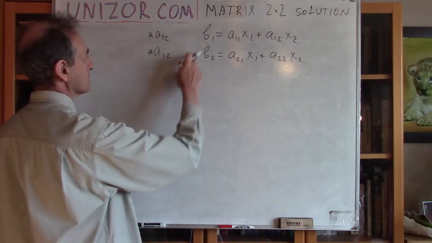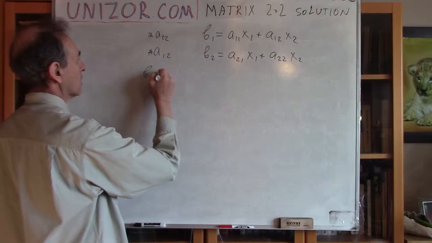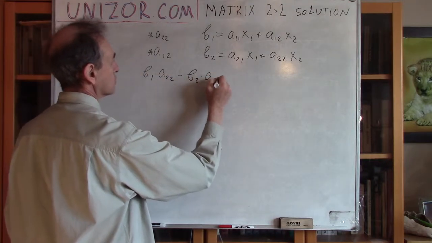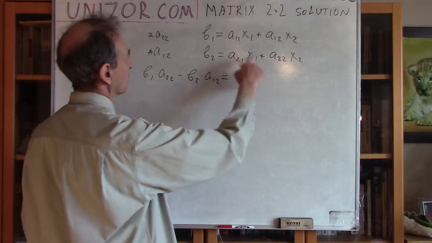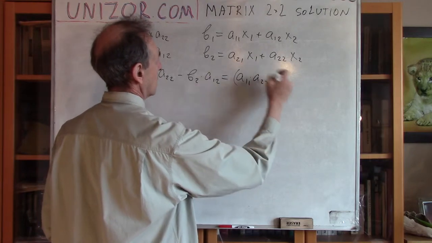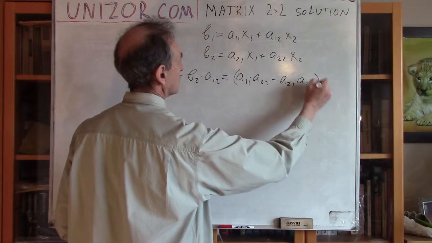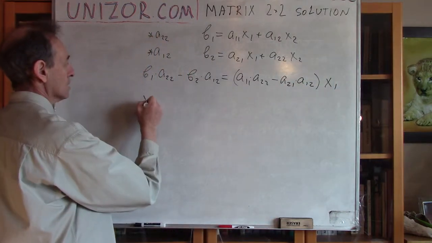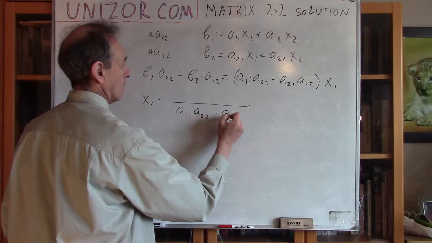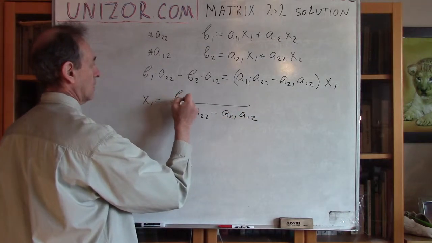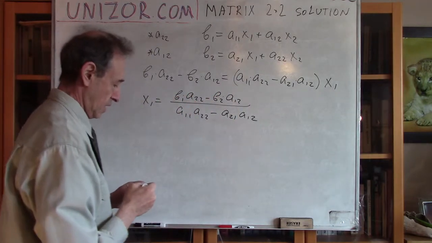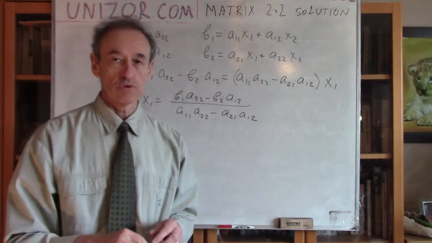So what I will have is, on the left, b1 times a22 minus b2 times a12, equals, and on the right, I will have a11 times a22 minus a21 times a12, times x1. So the solution is very simple. Okay, now, it's very easy to derive this formula.